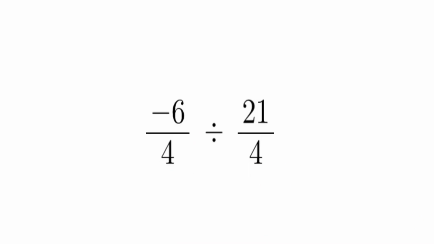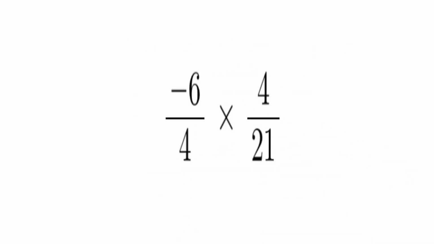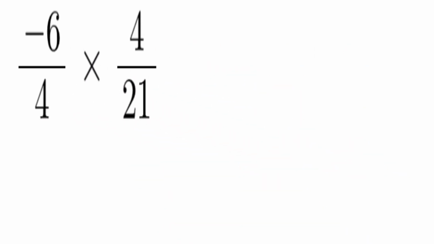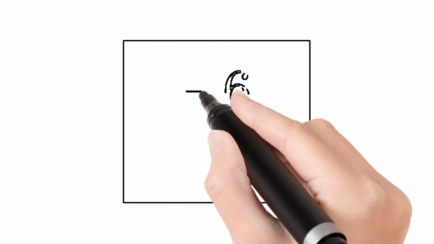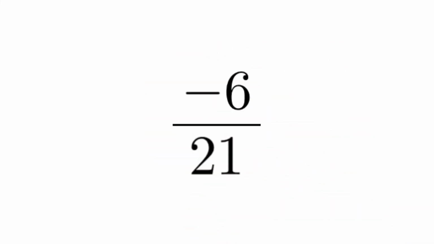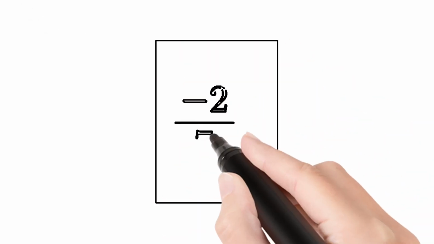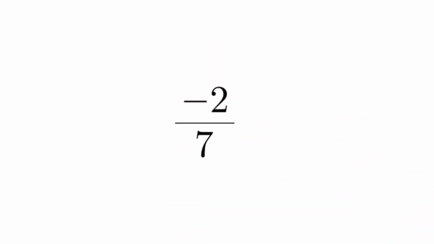Changing our division to multiplication, we have minus 6 over 4 times 4 over 21. 4 cancels out 4, and we end up having minus 6 over 21. We proceed further by dividing both the numerator and denominator by 3, and we end up having minus 2 over 7 as our answer.